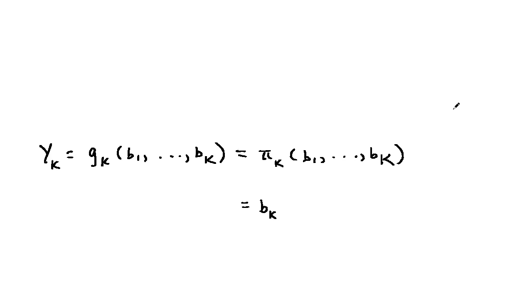For a regression problem, the output unit activation function g sub k is typically chosen to be the kth projection for each k, so that y sub k is equal to g sub k of b1 through bk, given by pi sub k of b1 through bk. So that's the kth projection, which is b sub k. This makes sense since b sub k is a linear combination of the z sub i and can potentially take on any real value.